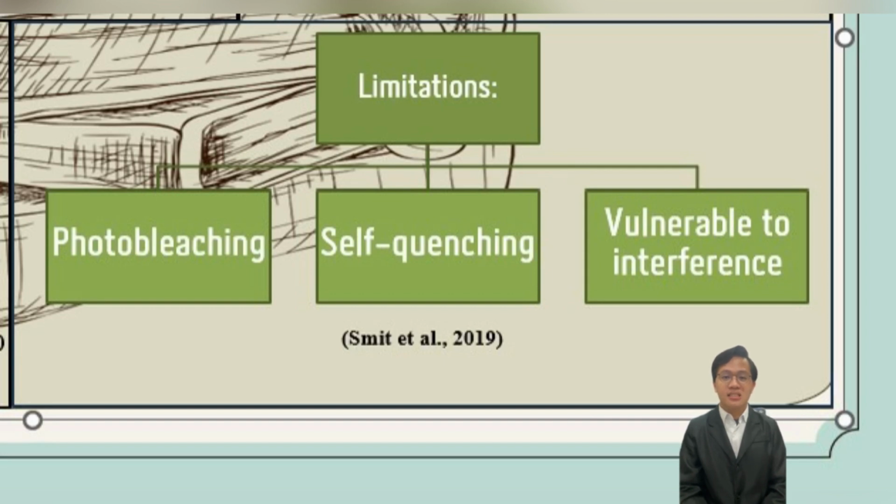Another limitation of DCVJ is self-quenching. Self-quenching occurs when the concentration of the fluorescent molecule is too high, leading to interactions between them that result in a decrease in fluorescent intensity.